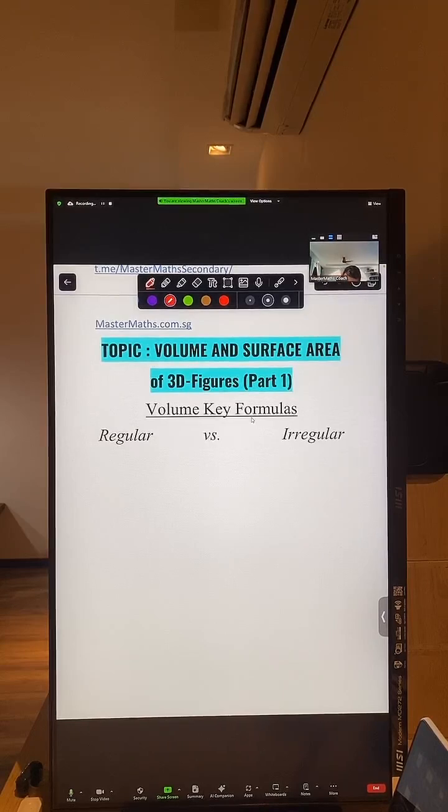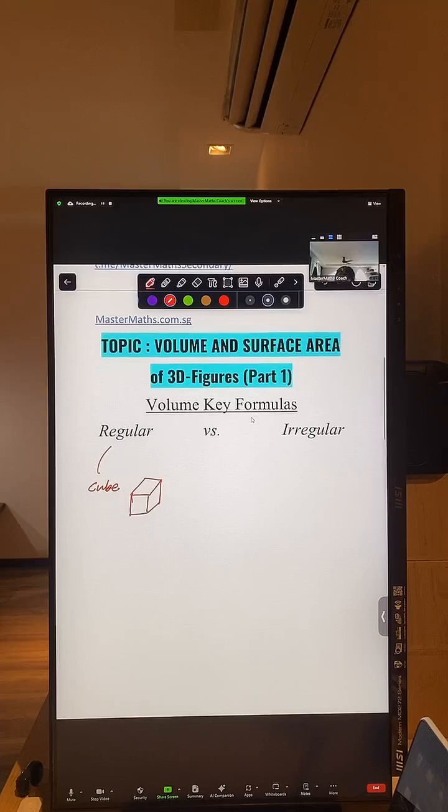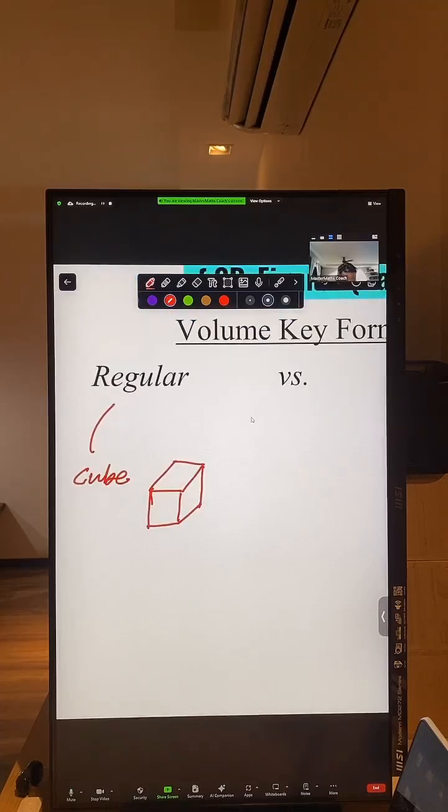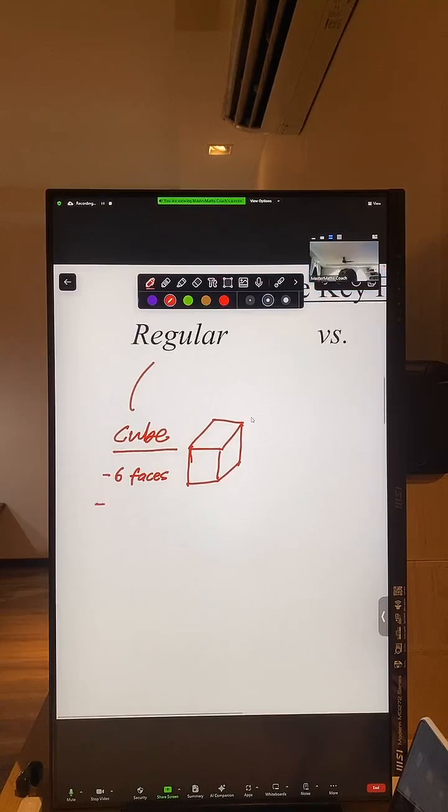Okay, let's talk about the most basic of 3D shapes, the cube. So let's draw a nice looking cube over here. Okay, so you have a cube. What's the property of the cube? The cube has six faces. Okay, it's got 6 faces. And all the faces, they're all squares, right? All the faces are squares.